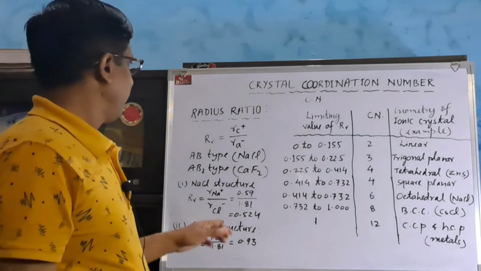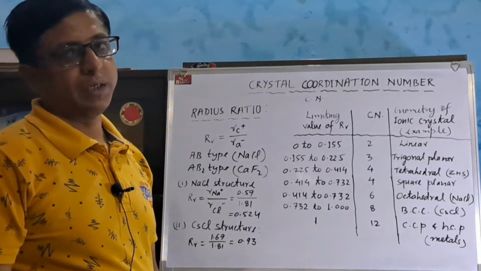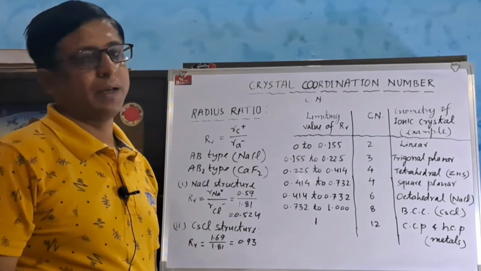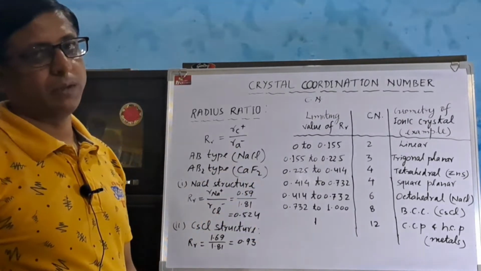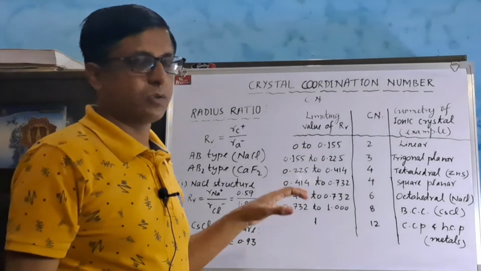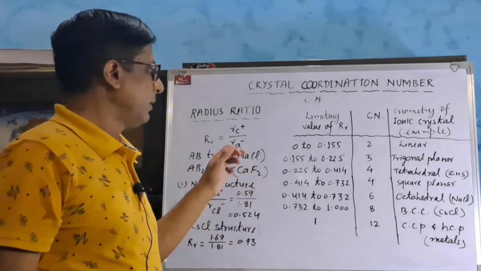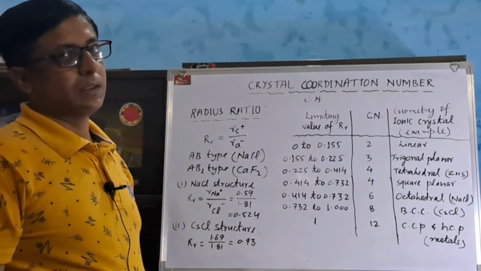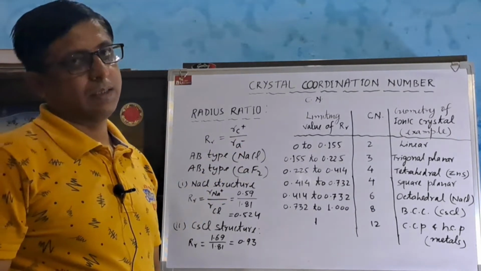For example, if we take an AB type crystal, for example sodium chloride, then the coordination number of cation and anion is the same. Each sodium ion is surrounded by six equidistant chloride ions. Similarly, each chloride ion is surrounded by six equidistant sodium ions. Thus, the coordination number of cation and anion is the same.